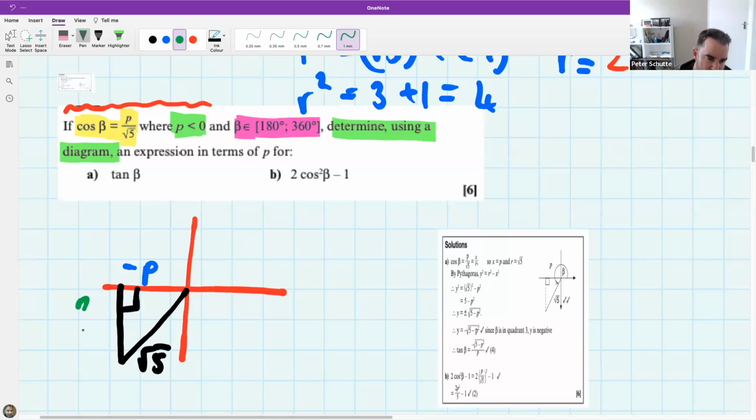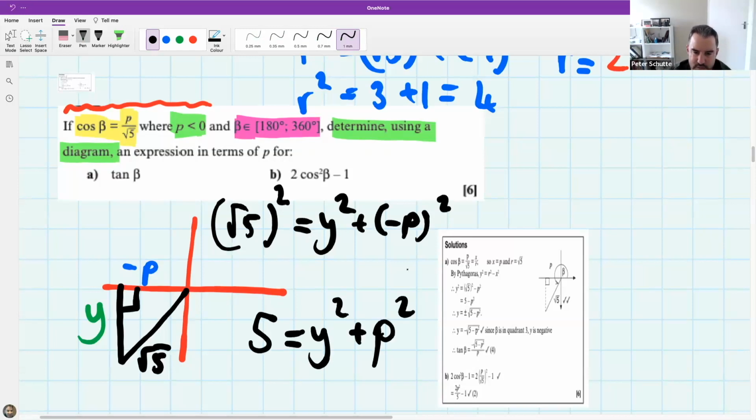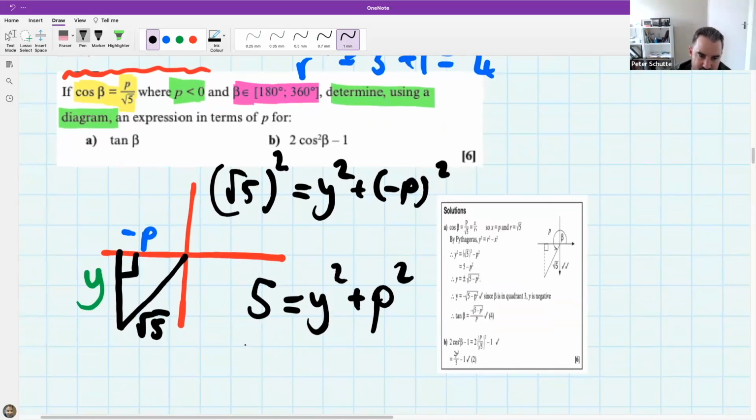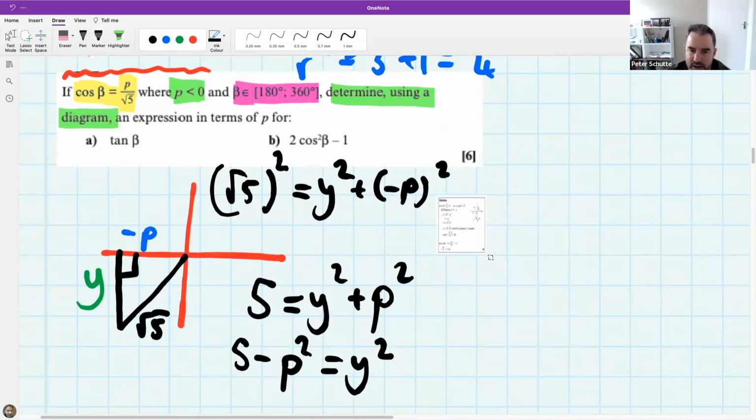So if I want to now work out what this thing over here is, I'm going to put the answer up so you can see it, but I'm also going to write it out. I'm going to say that square root 5 squared is equal to y squared plus minus p squared. And y is over here because I don't know what it is. Now, if you think about what happens when square root 5 gets squared, you get 5. And then you get that. Now, in order to get y by itself, all I'm going to do is say 5 minus p squared is y squared. Okay. Now, what do I need to do to get y by itself?